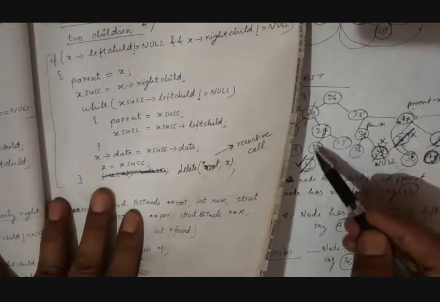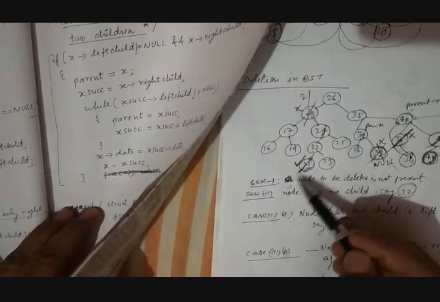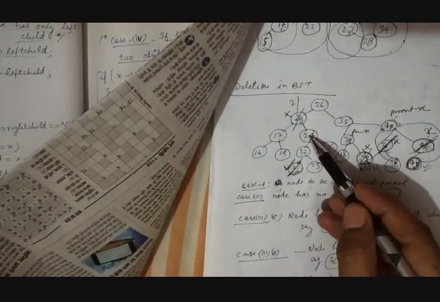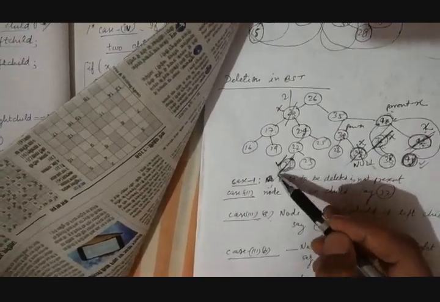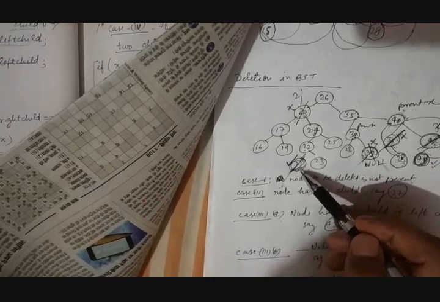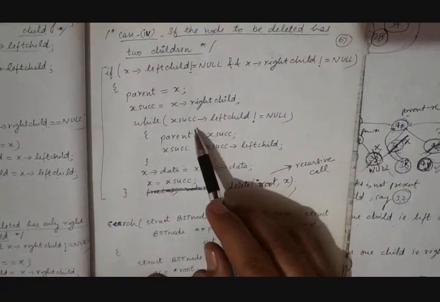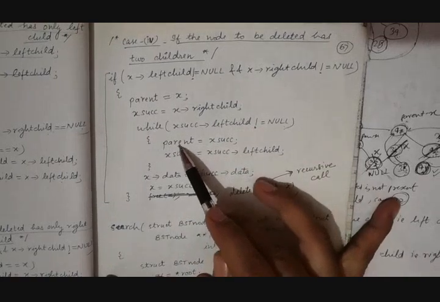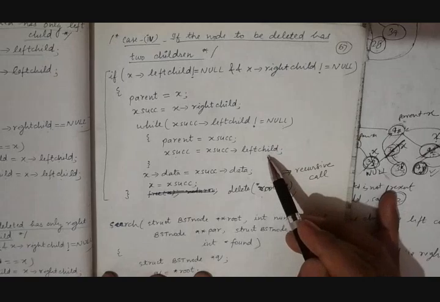Then we will run a while loop. This while loop will run until we get such a node which does not have its left child. So how can we write this code here? While X successor left child is not equal to null. So we have to move left side until we get such a node which does not have its left child. Just see here, 21 does not have any further left child node. So this will be written like this: while X successor left child is not equal to null, then parent will become X successor and X successor will become X successor left child.